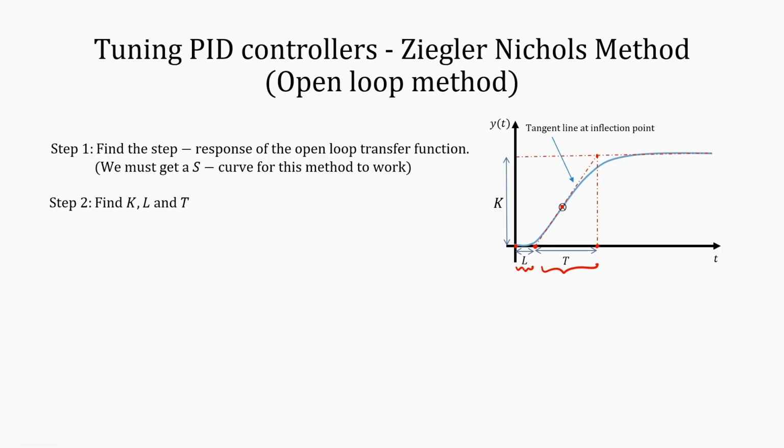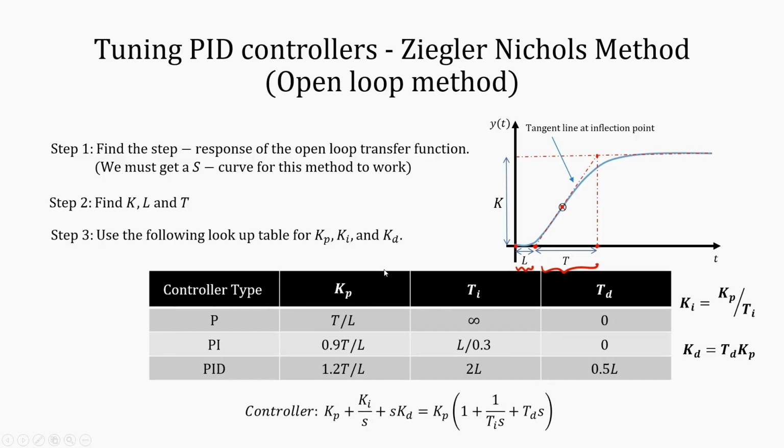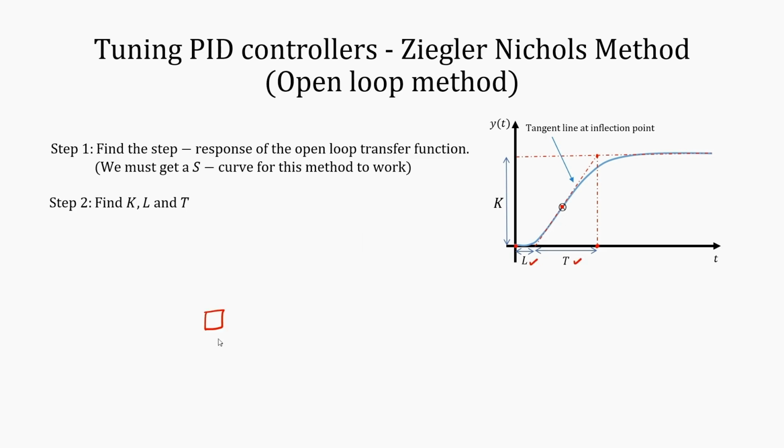Once you have the values of L and T, it becomes quite easy. Then you just have to use this lookup table. Using this lookup table you can find out the controllers. Till this part, whatever I have told can be done experimentally. Can I do it experimentally? Think about it. What am I asking you to do?